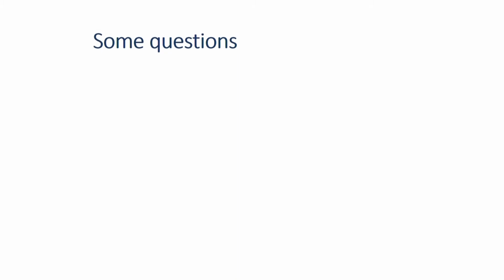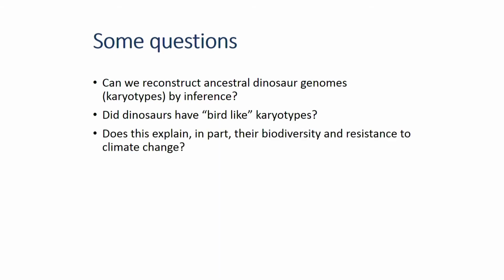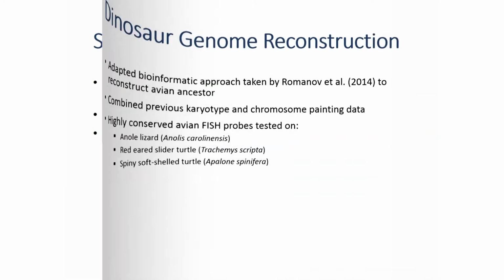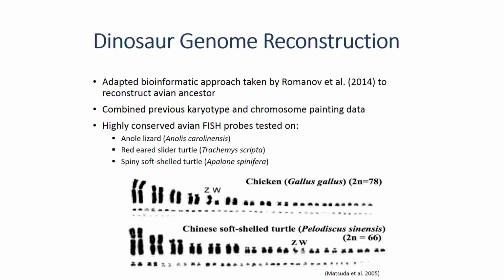So here are some of the questions that we started asking ourselves. Can we reconstruct ancestral dinosaur genomes by inference? Did they have bird-like karyotypes? And does this explain, in part, their biodiversity and resistance to climate change? So let's have a think. How did that work? What we did was adapt our bioinformatic and FISH-based approach, and we started looking with our highly conserved probes on some reptile species, including a couple of turtles.